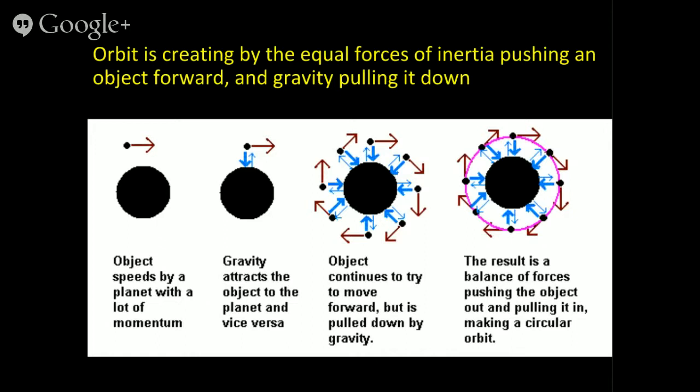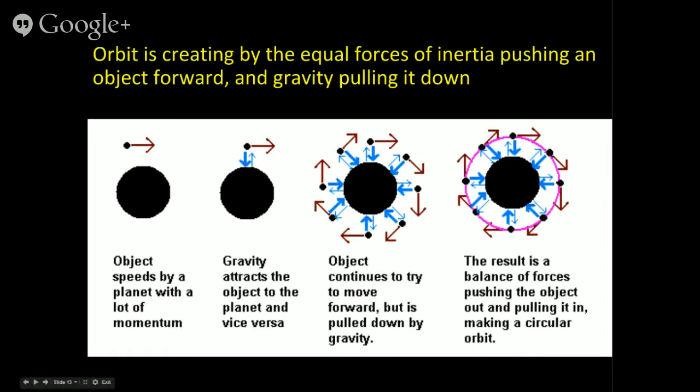So when these two forces equal one another, it creates this pink line right here, which would be orbit. These forces are in balance. They keep the planet in the same spot. That's why the moon is not crashing into the Earth. That's why we're not crashing into the sun, because inertia pushes us forward with the same strength that gravity pulls us down.